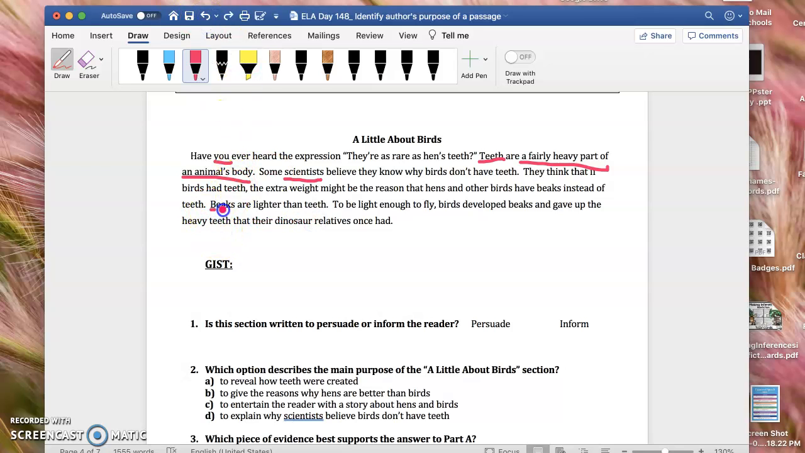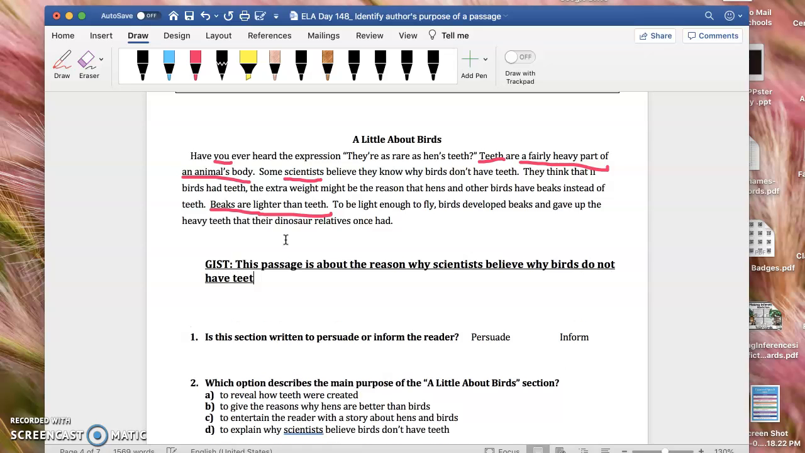right? I have to get good with my little marker again. To be light enough to fly, birds developed beaks and gave up the heavy teeth that their dinosaur relatives once had. So, guys, we know that we have to write a gist, the who, the what, and the where. So, this text or this passage is about the reason why scientists believe birds do not have teeth.